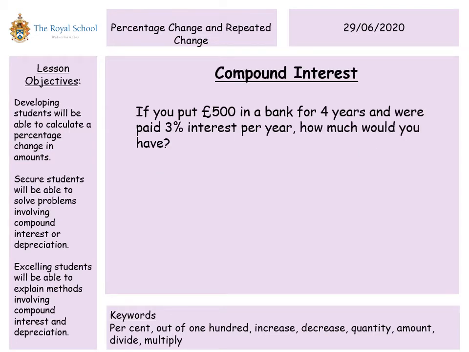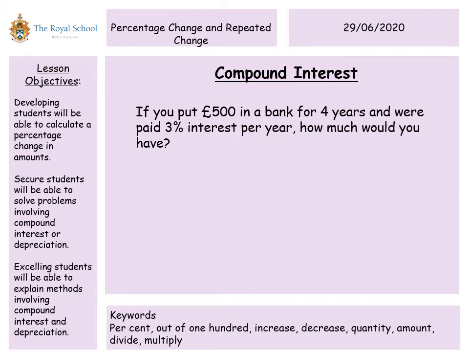So example 1. If you put £500 in a bank for 4 years and were paid 3% interest per year, how much would you have? So what we could have done is we could do this really long-winded way, and we could have said, well, what's 3% of £500? Okay, that's £15, and we could add that on. So at the end of the first year, you'd have £515.